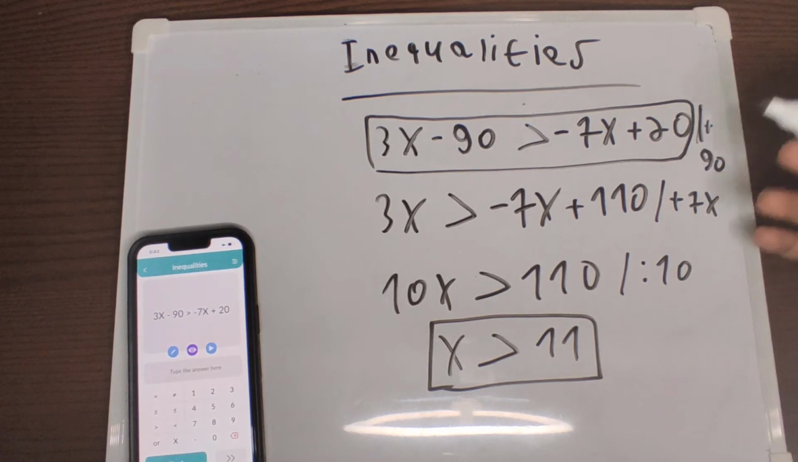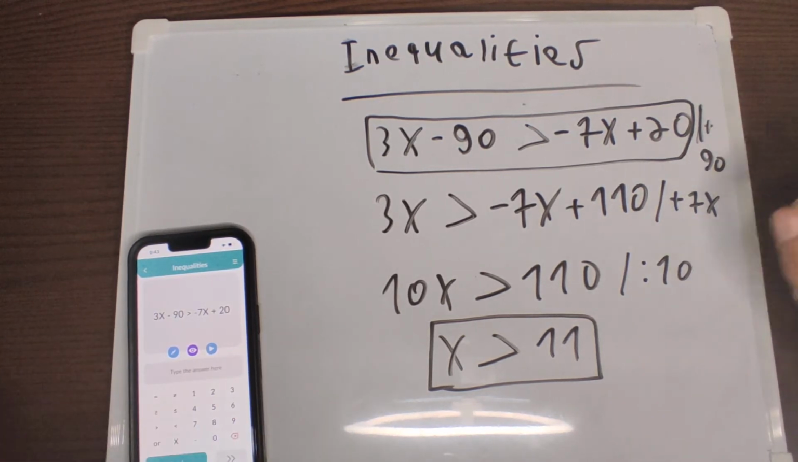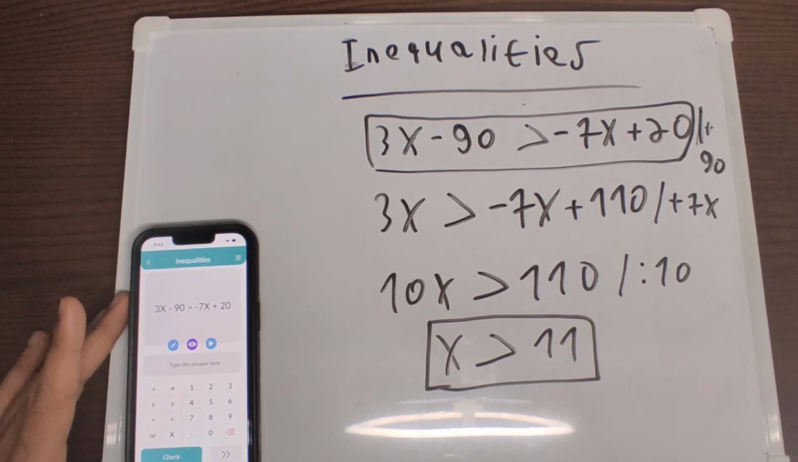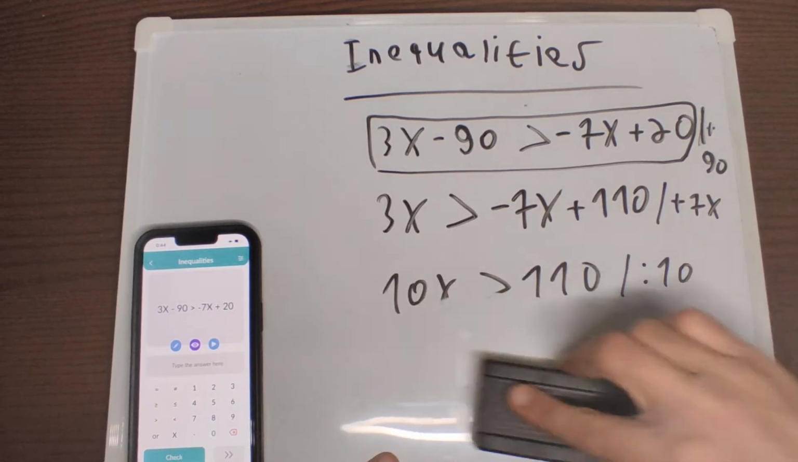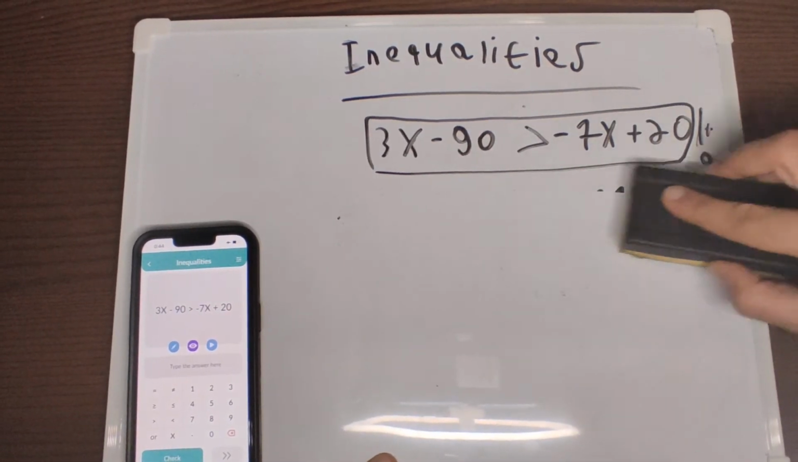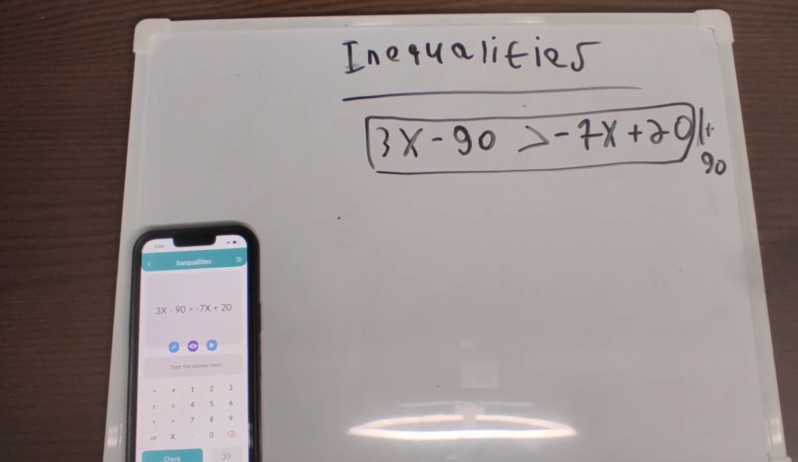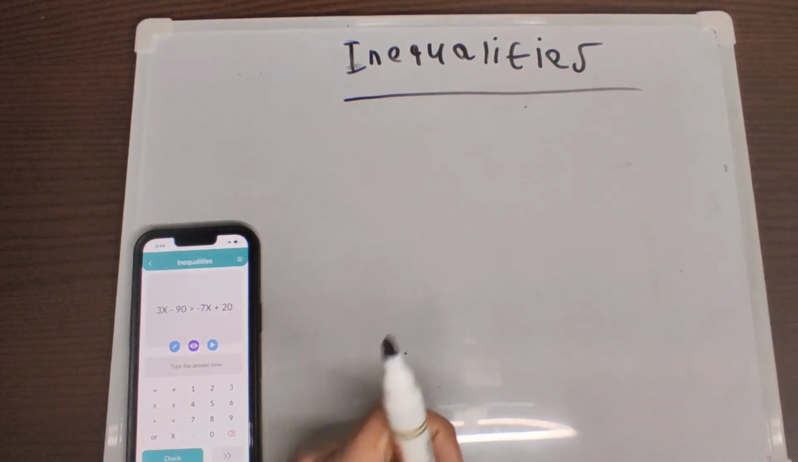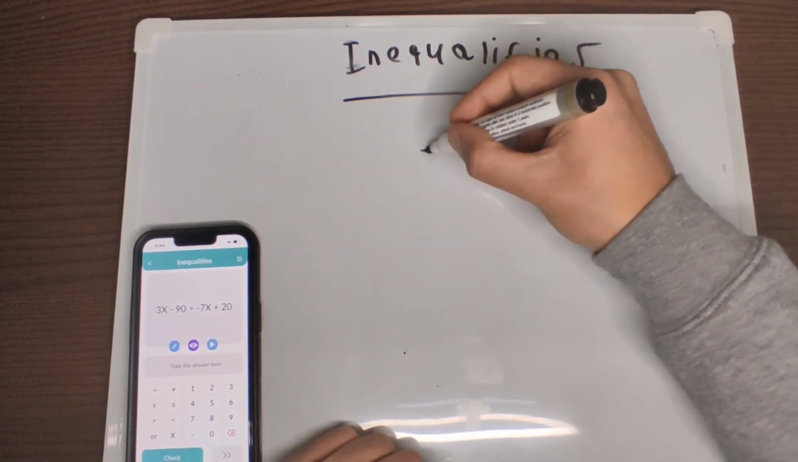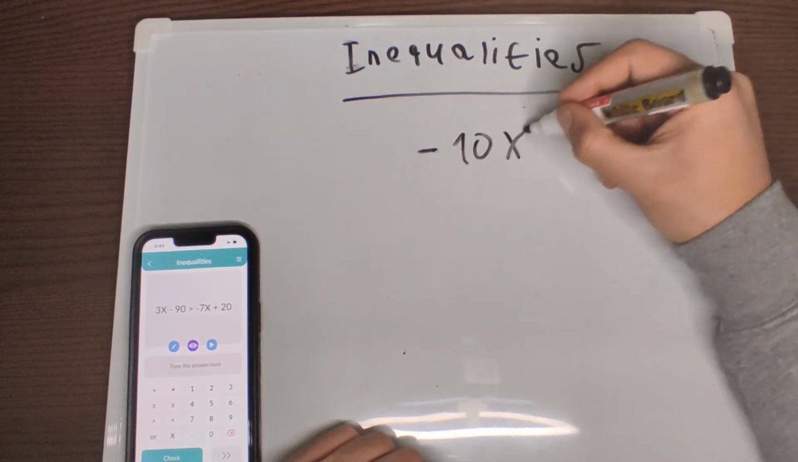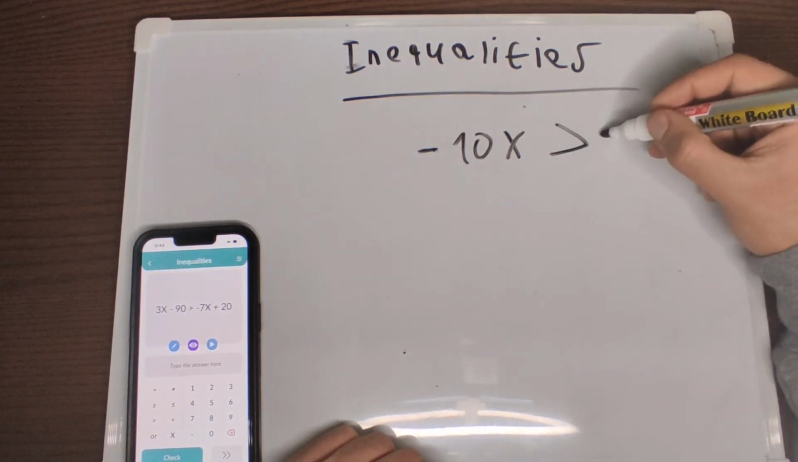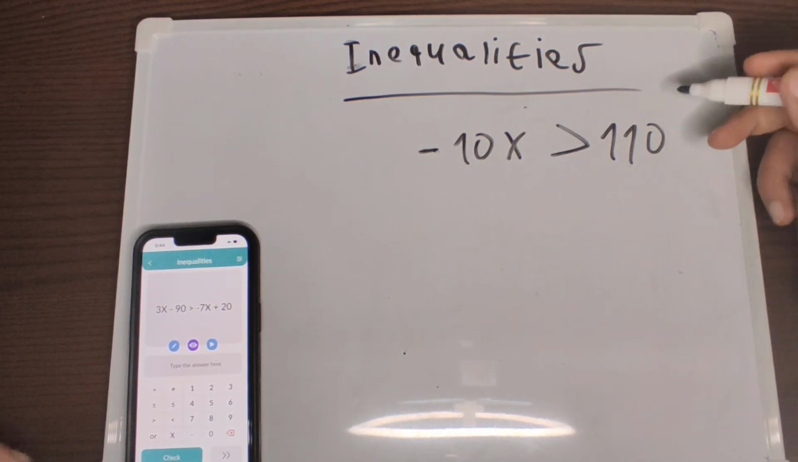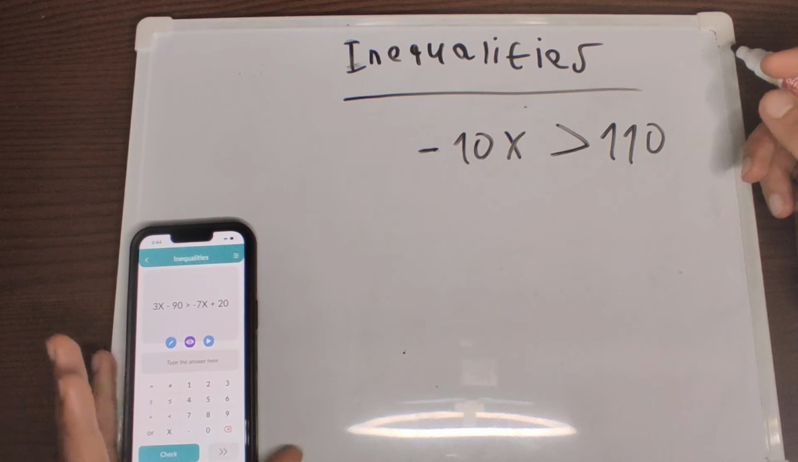So why did I say it has its little trick? Why does it have its little change? Because if the exercise was like, let's take a different exercise. If I am telling you to solve this exercise, minus 10x greater than 110. So you would say, let's solve it like an equation.